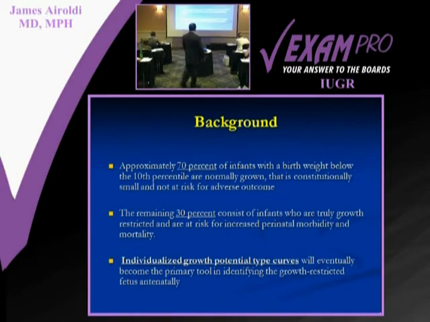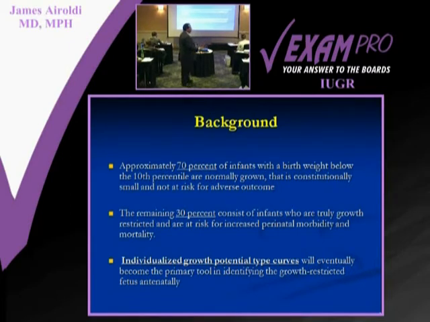Okay, question. Out of those kids that are less than the 10th percentile, how many are truly growth restricted and how many are just constitutionally small? 30% are probably truly sick and are IUGR, and 70% are just normal, constitutionally small.